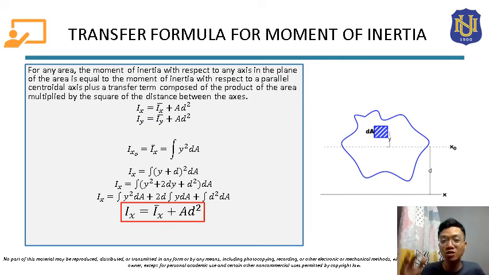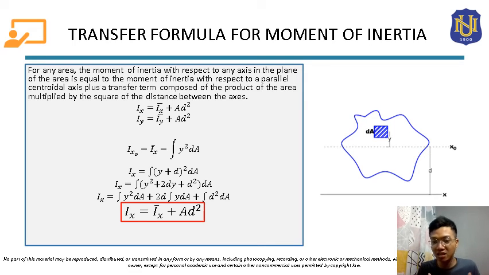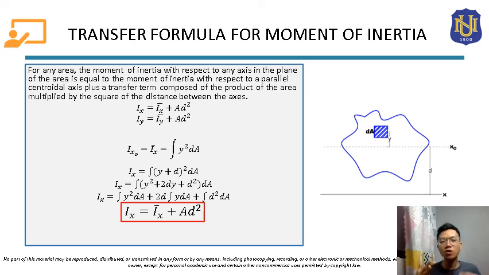Okay, so we are going to use these formulas, so you have to memorize this. For Ix, this is Ix bar plus A d squared. And for Iy, that will be Iy bar plus A d squared.